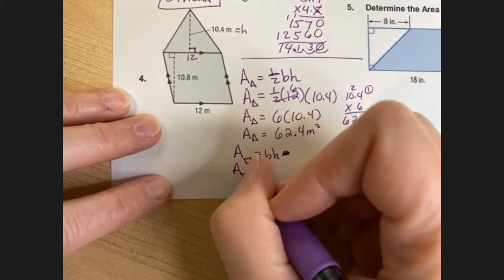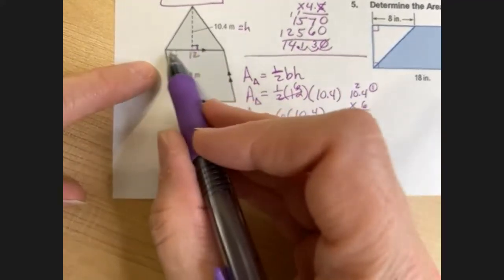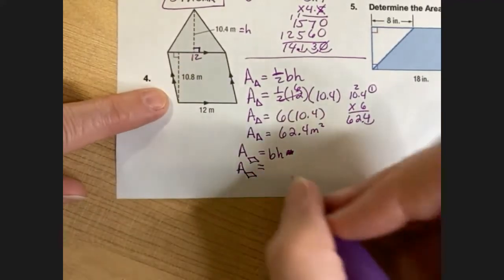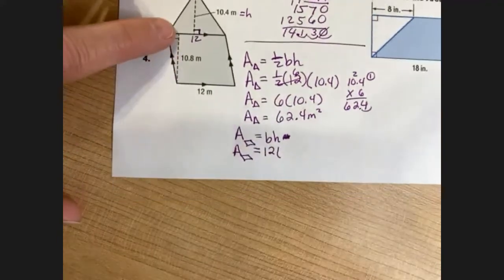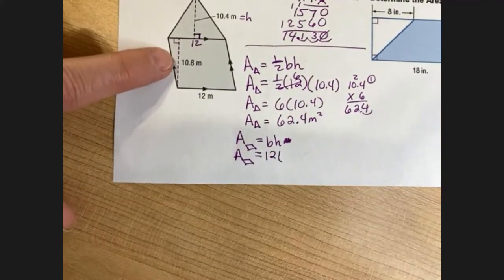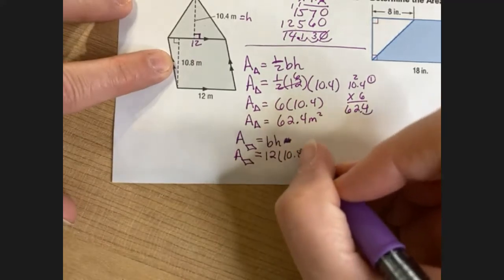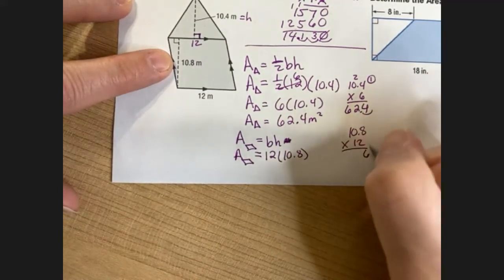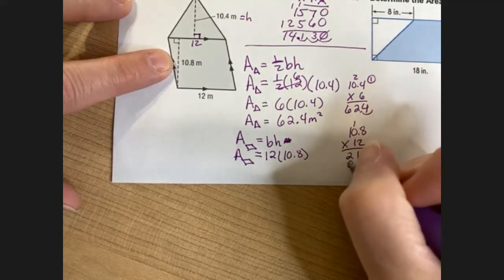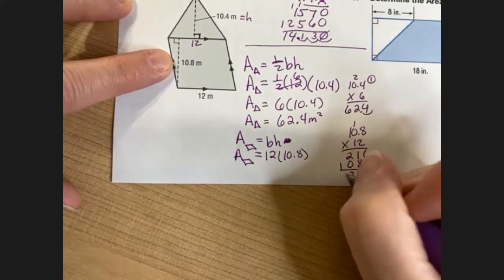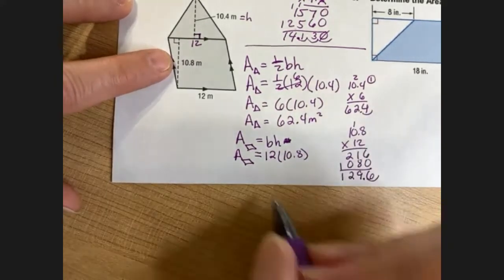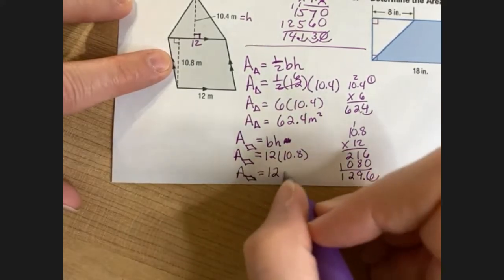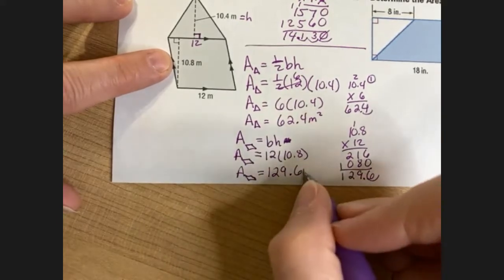So area of a parallelogram, the base is either here or here. It doesn't matter. That's the bottom. This could be considered the bottom as well. So my base is 12. The height is where the 90-degree angle is formed. So that's how tall the shape is. It's 10 and 8/10 tall. So I'm going to do 10 and 8/10 times 12. Move the decimal one place. And I get an area of the parallelogram to be 129 and 6/10 meters squared.